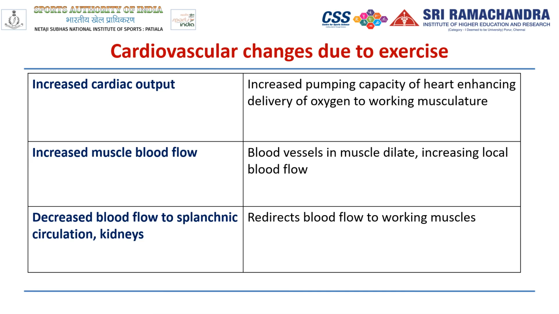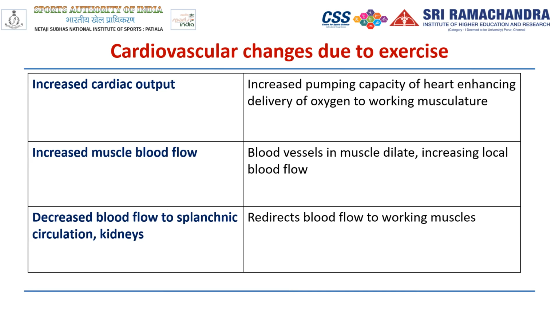The second role is the increased muscle blood flow. The skeletal muscle blood flow has to increase in order to supply more oxygen. So the blood vessels in the muscle dilate, increasing the local blood flow. It also causes a decrease in the blood flow to the splanchnic circulation and the kidneys, to redirect the blood flow to the working muscle.